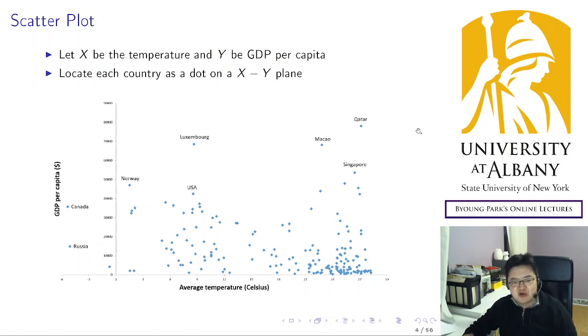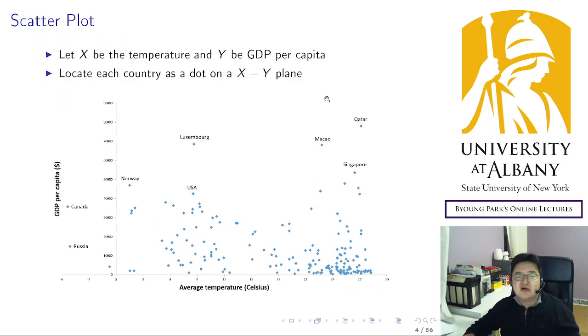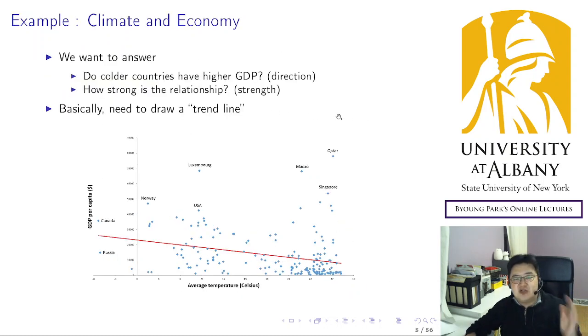From this picture, it's uncertain what's going on. So let's simplify our question. What we want to do is draw a trend line, a straight line going through the dots, and then our questions are: what is the direction of the line? Is it downward sloping or upward sloping?